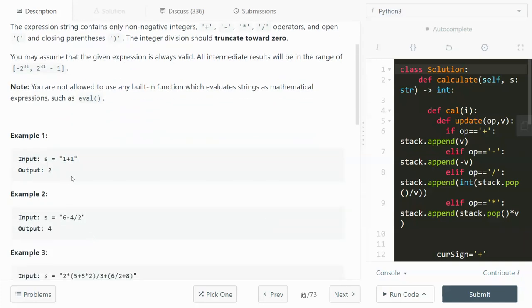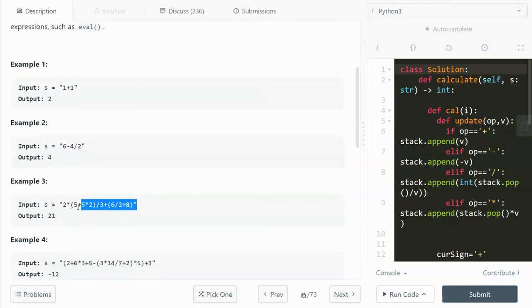The string that we are given is 1 plus 1, and the result is going to be 2 as an integer. Next one, 6 minus 4 divided by 2. So we have to do 4 divided by 2 first, and then put a negative sign in front of it, so it's negative 2. So 6 minus 2, which is 4. And this one looks pretty complicated, so let's look at it piece by piece.